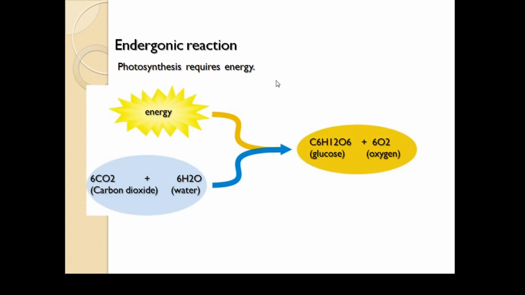So again, endergonic reaction, photosynthesis requires energy. The energy comes from the sunlight, plus CO2, carbon dioxide, and water. It is going to produce glucose and oxygen, oxygen that is going to be released into the atmosphere. So right here, we can say that the product has more energy than the reactants, because we had this energy that wasn't there. If we don't have this energy, then we won't have this product. Roxana, is it clear, or do you need another explanation?